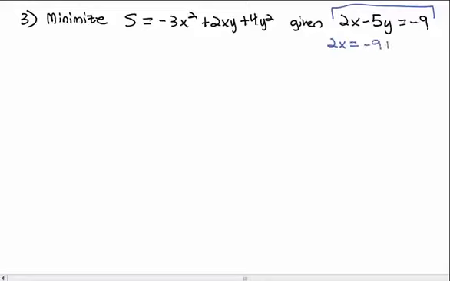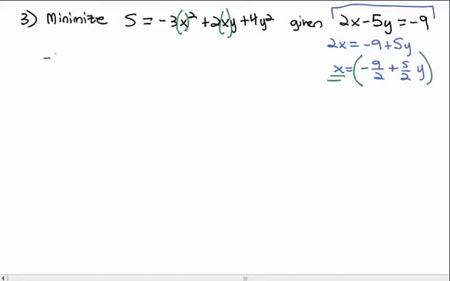2x equals negative 9 plus 5y. Divide both sides by 2, and x equals negative 9 halves plus 5 halves y. So now we take this chunk and plug it in for our x. Why did we solve for x? Because I'd rather divide by 2 than divide by 5. No real reason. Both methods would give you the same answer.